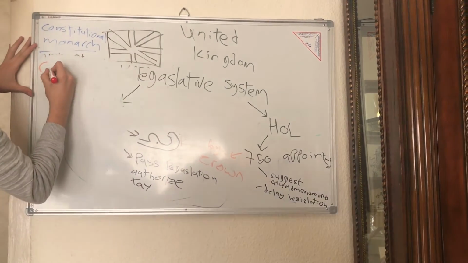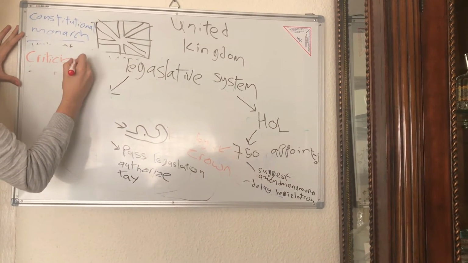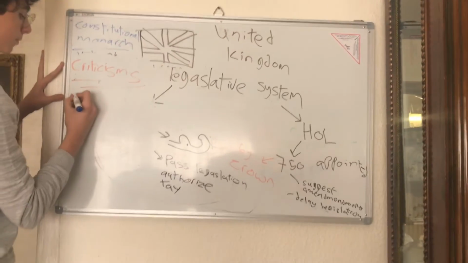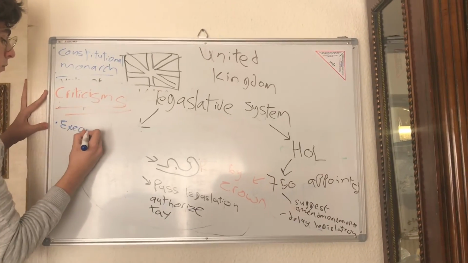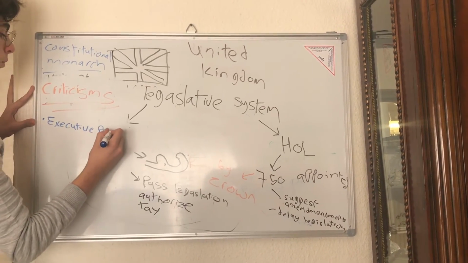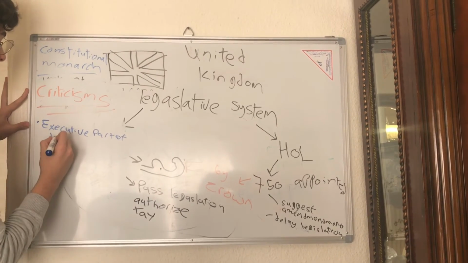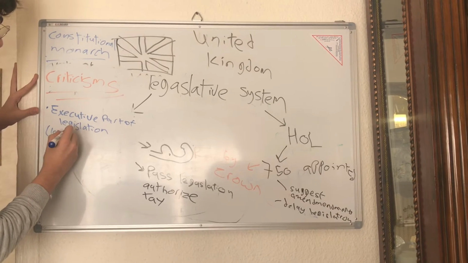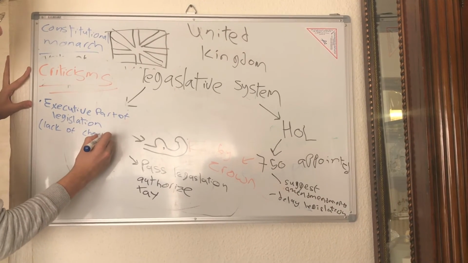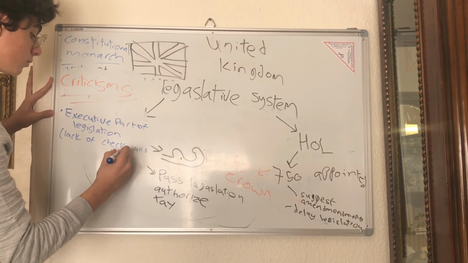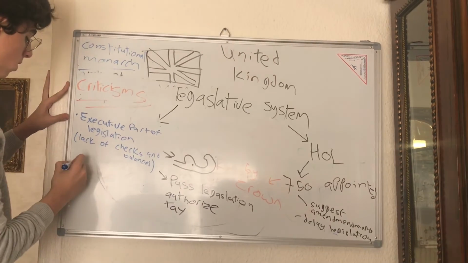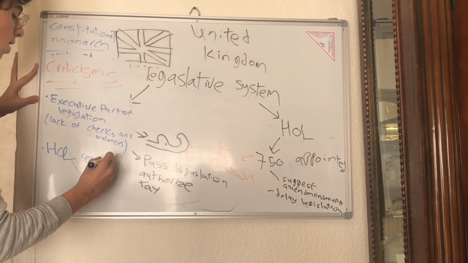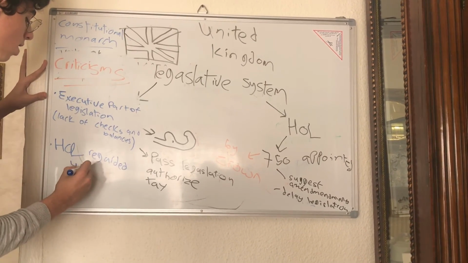Now, let's talk about some criticisms of the UK's legislative system as a whole. First criticism is the fact that the executive and the legislature are not two completely separate branches. They are intertwined to some extent, and the executive or the prime minister takes part in the law-passing process, which reduces checks and balances and makes the judiciary quite weaker.